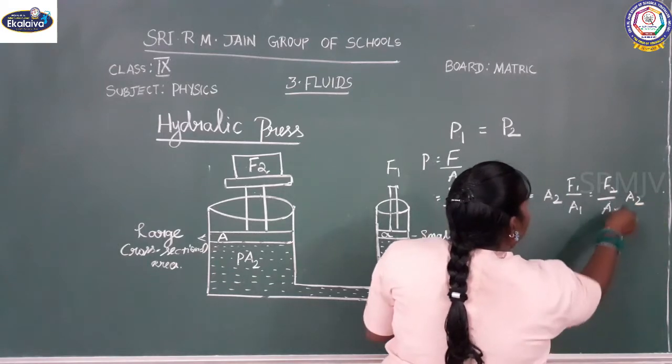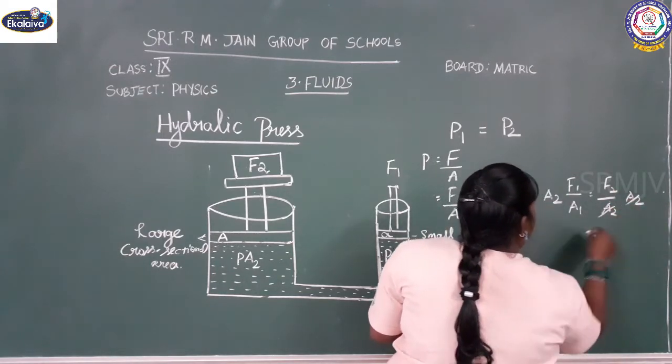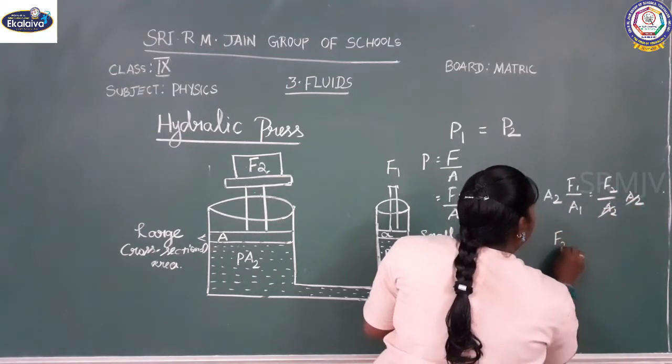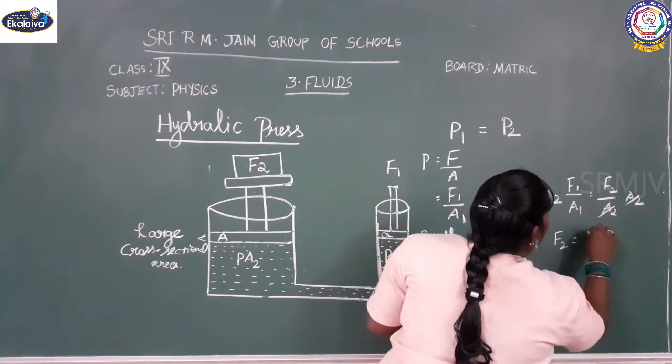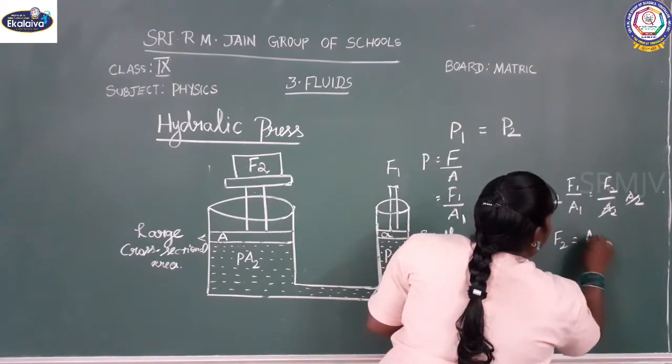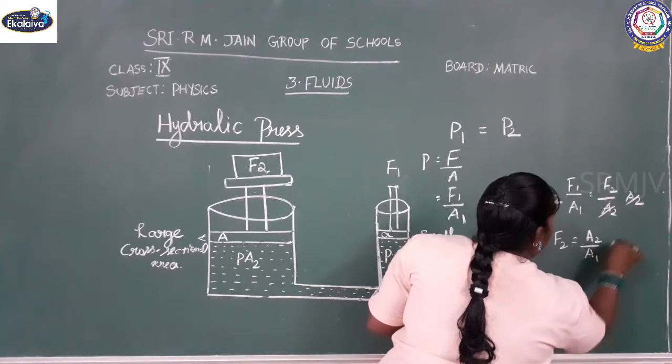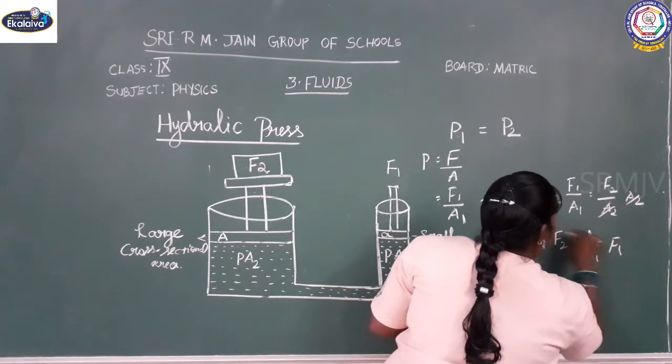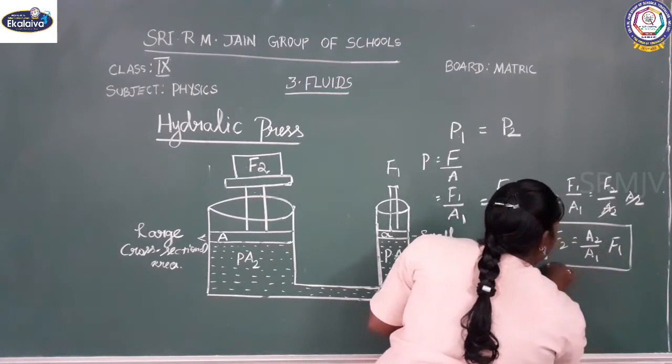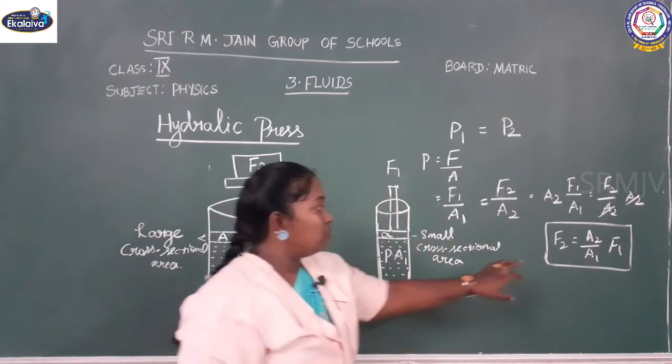What will happen? Just strike out the A2 and remove it. So you will get F2 equal to A2 by A1 into F1. So we got the amount of F2.